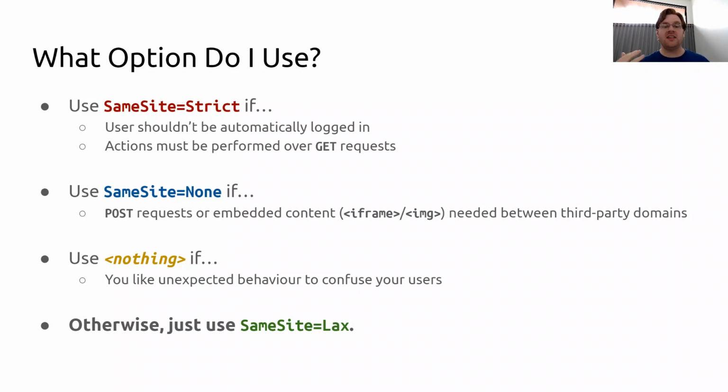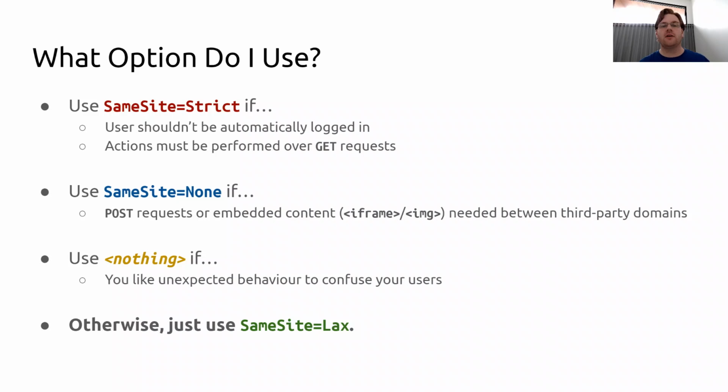Now, use same-site none if you need to have POST requests or embedded content between third-party domains. So if your site is embedded in an iframe and it needs to remember the user, then you need to use none in order to allow the cookies to be included on those embedded requests. Or if you've got, say, a multi-tenancy with custom domains and an auth domain with POST requests, again, you'll need none. And for these, you'll need alternate methods of CSRF protection in order to protect your requests and prevent an attack in that regard.